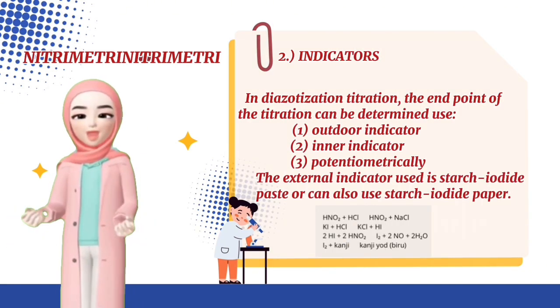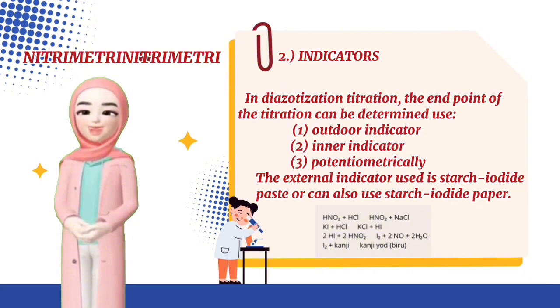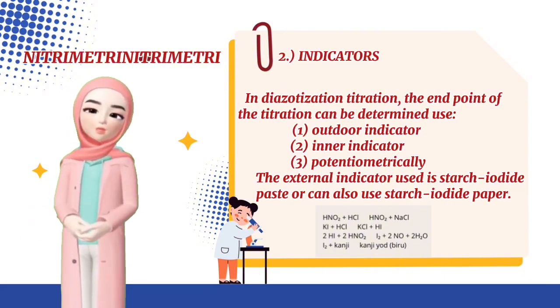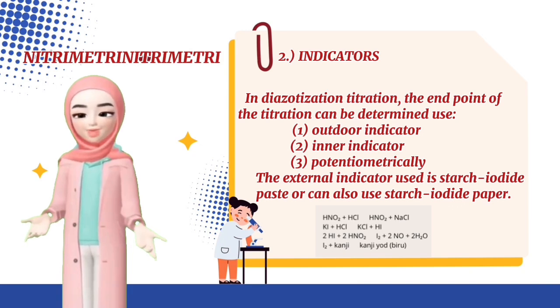The endpoint of the titration can be determined using: 1. An external indicator, 2. An internal indicator, 3. Potentiometry. The external indicator used is starch iodide paste, or starch iodide paper can also be used.